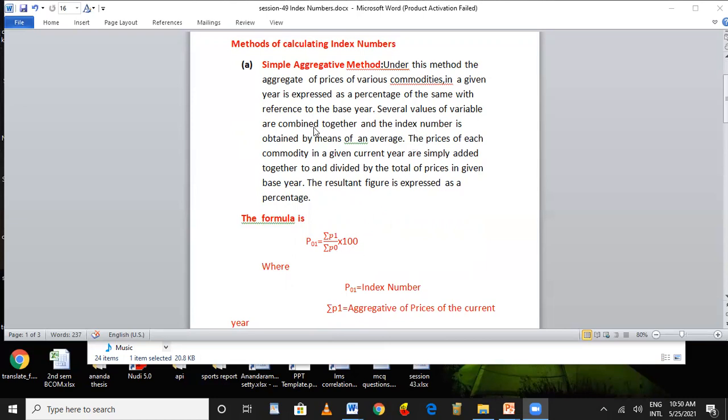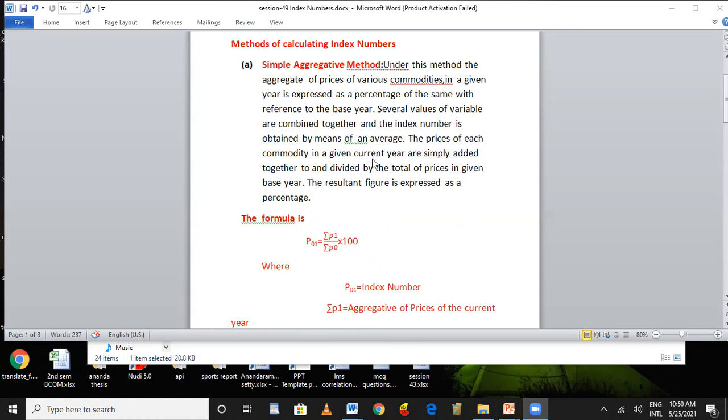Several values of the variables are combined together and the index number is obtained by means of an average. Here we calculate the total of the prices: the total of the prices of the current year and the total of the prices of the base year. So P01 is the index number according to the aggregative method. The index number is sigma P1 divided by sigma P0 into 100. Here we take the averages of the prices for the base year and the prices of the current year.